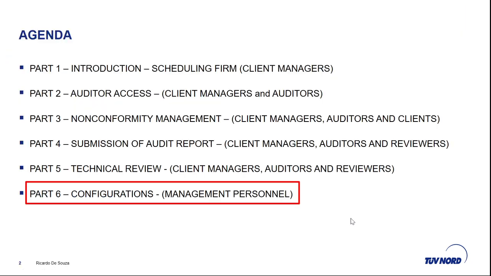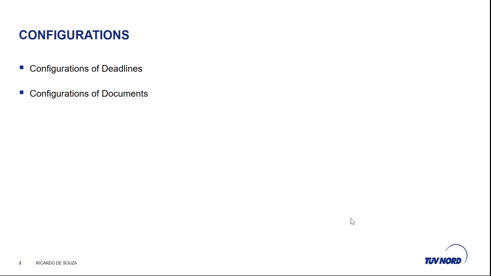And in this training, we're going to see the configurations. There are two main configurations that we need to understand. The first one is the configuration of the deadlines of the tracker, and the second one is the configuration of documents that are applicable to the different standards and different audit types, okay?